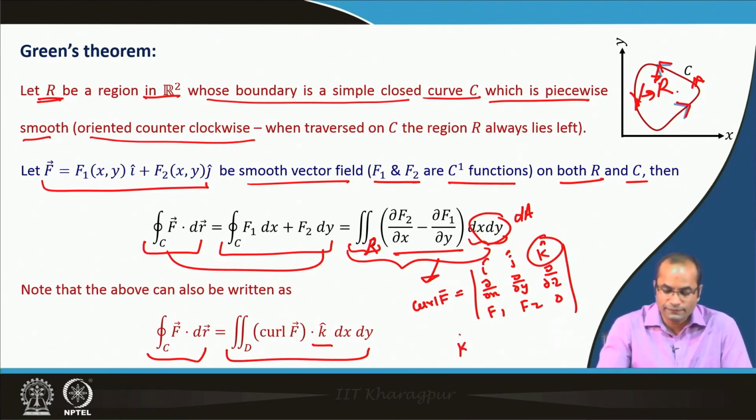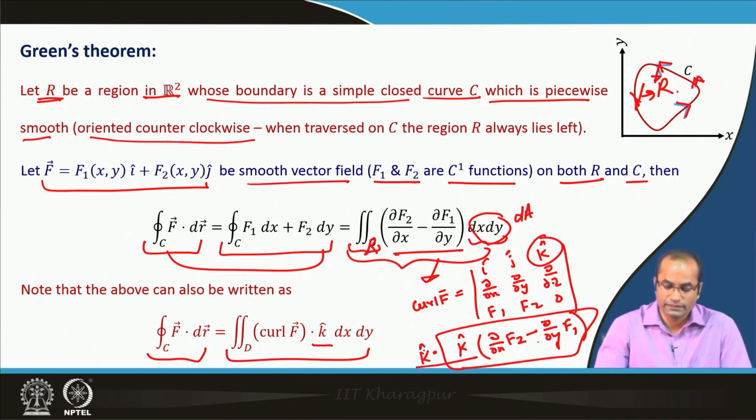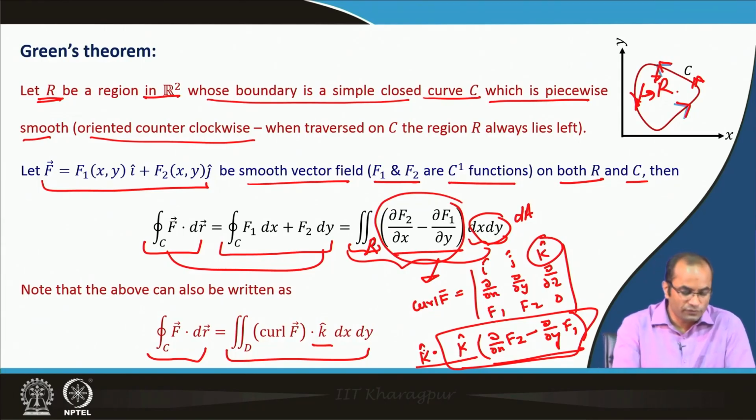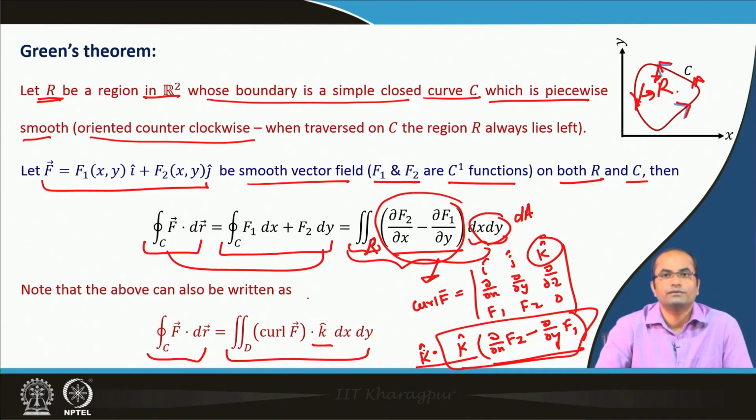So, with the k component we get del over del x of F2 minus del over del y of F1. When we take the dot product with k, we get just this difference which was mentioned in the theorem. So, either we write it in this component form or in the curl F dot k form, because this form will be used later on for generalization to higher dimensions. At that time we will discuss this form again.